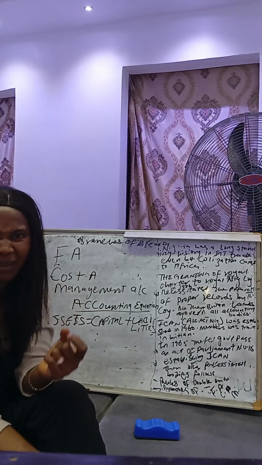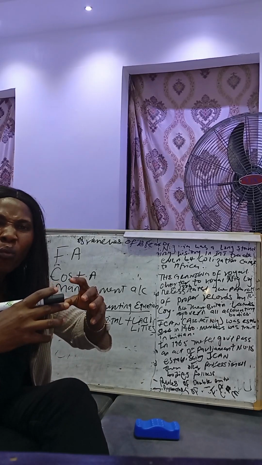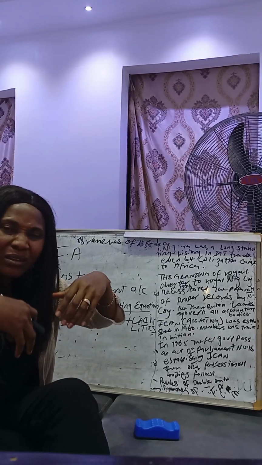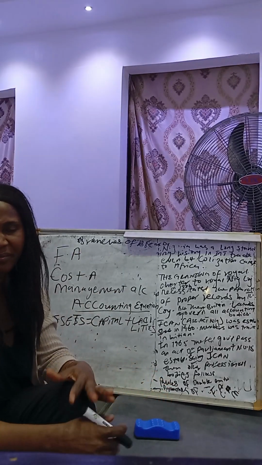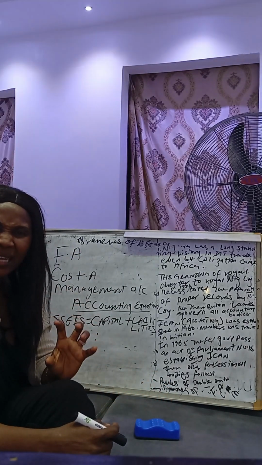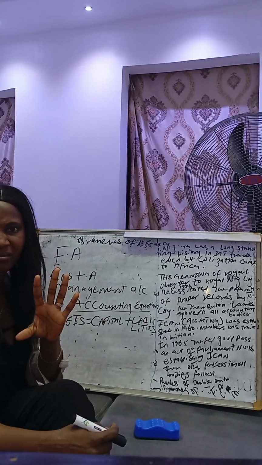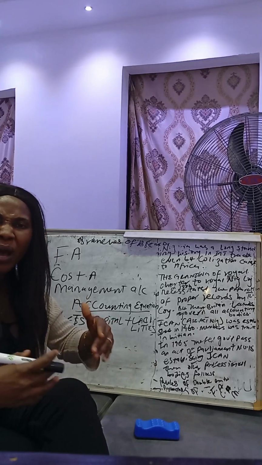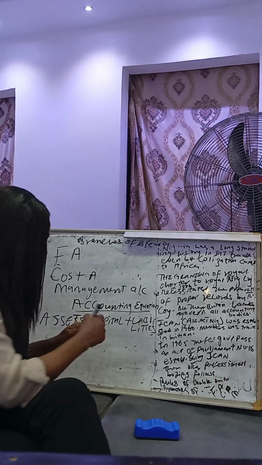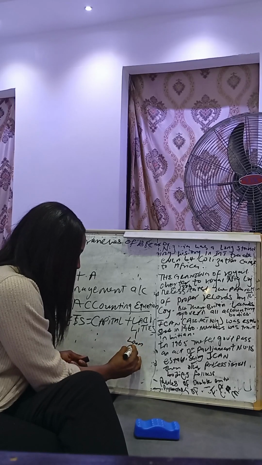What is this capital? Now, let me use a layman's term: capital is what we use to start a business. A capital is what we use to start up a business. That is your capital. Liabilities is what we owe to outsiders. Examples of liabilities are loans and creditors.